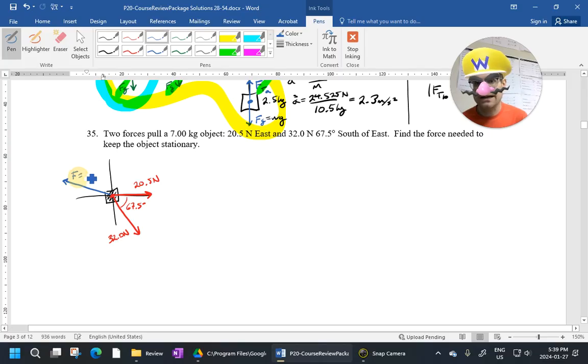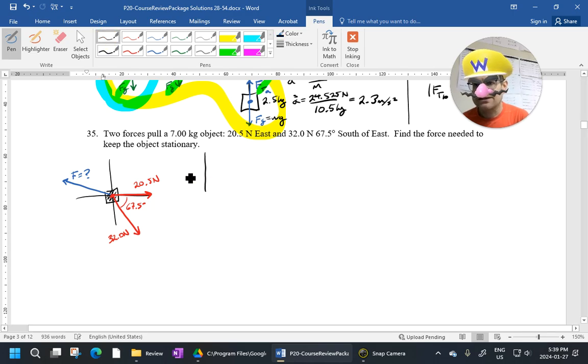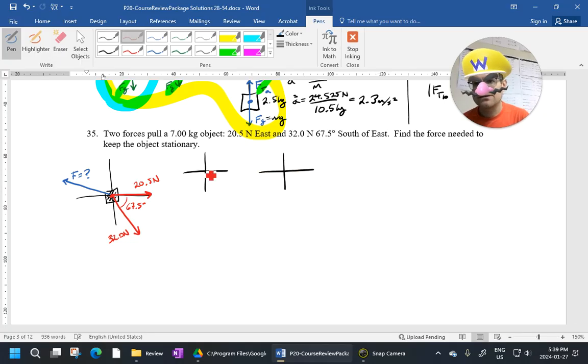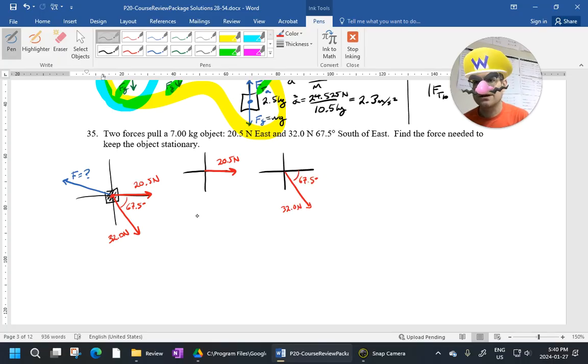And I don't know what it is. It might be pretty big too, because it's going to have to balance out those other two that are going in the east direction. So that's what I think is going to happen. Never trust your picture, trust the math. So how I would approach this question, since I know I'm going to add these vectors together, I'm going to separate them. So I have my 20.5 newton force here, and then I have my 32.0 newton force here with the 67.5 degrees. What I'm going to do is find those x and y pieces like we always do.